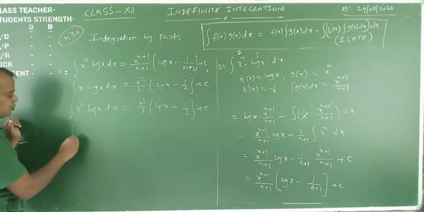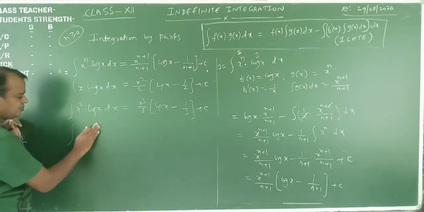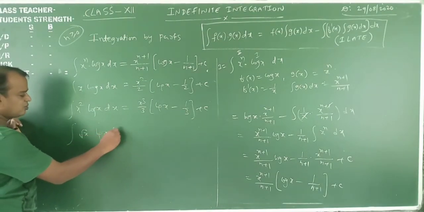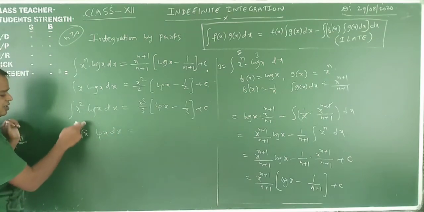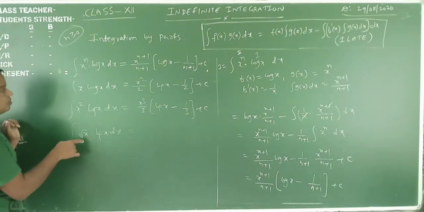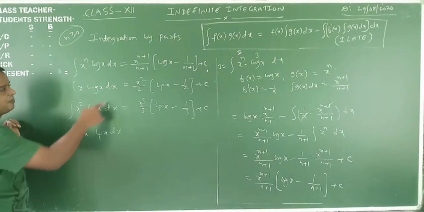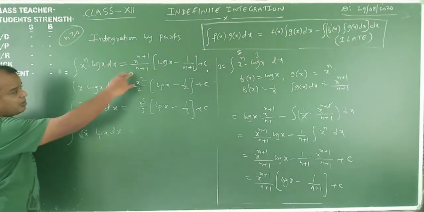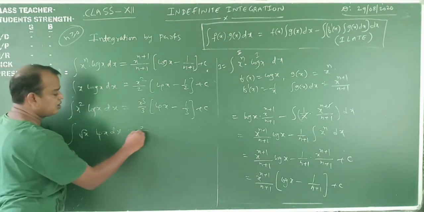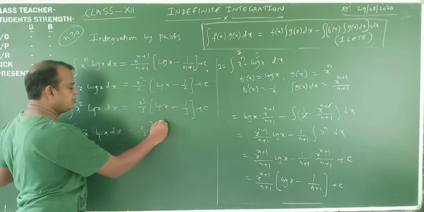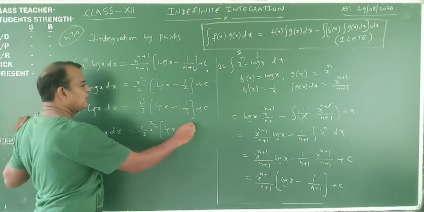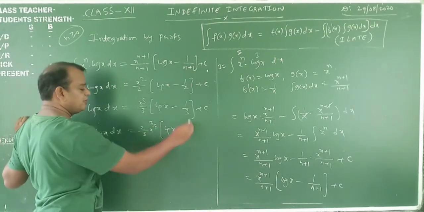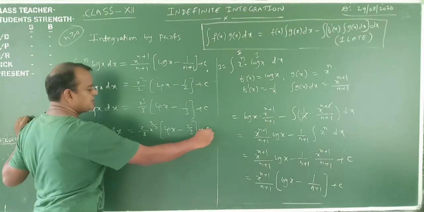For example, integral of root x into log x dx. No problem at all. x power 1 by 2, n is not a whole number, sorry. Okay, 1 by 2 plus 1 is 3 by 2. So 1 by 3 by 2 is 2 by 3: x power 3 by 2 into log x minus 1 by 2 plus 1, that is 3 by 2, which means 2 by 3, here plus c.